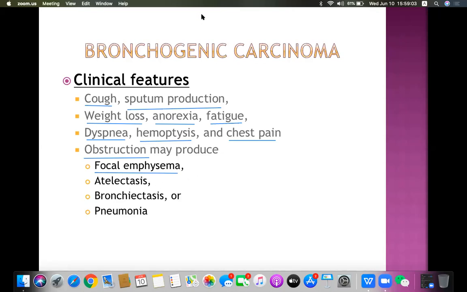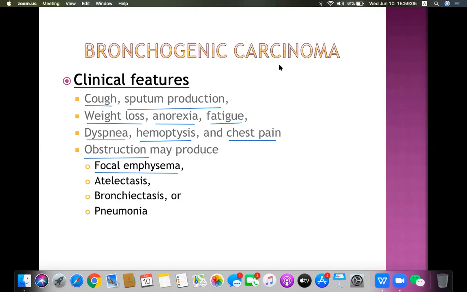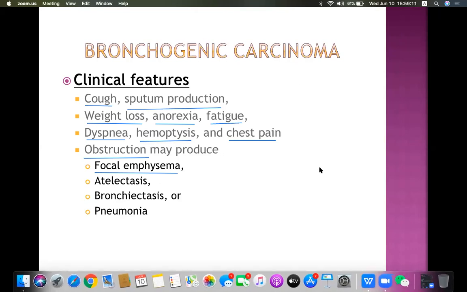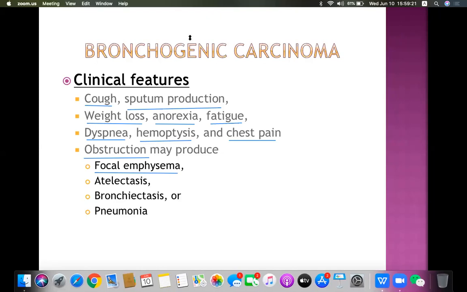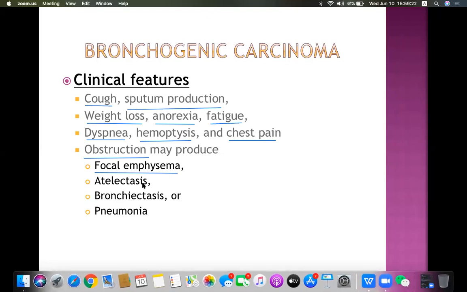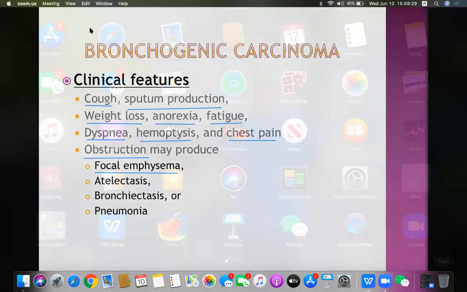So it depends on how big is the mass and what it is causing obstruction. If that mass completely blocks that airway, then atelectasis will occur. We already talked about that. Atelectasis means collapse. Now, can you tell me what type of collapse is that? What is the name of that collapse?